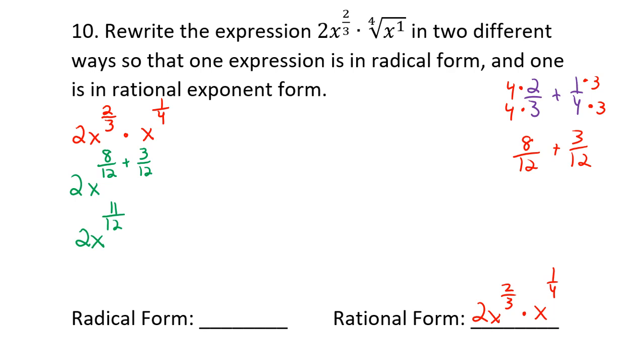I can rewrite this as a radical. Now remember, since the exponent is only on the x, there's no parentheses here or anything, that means the 2 is not in the radical. So we have 2 times the 12th root of x to the 11th, with the index of 12. So this would be our answer for the radical form.